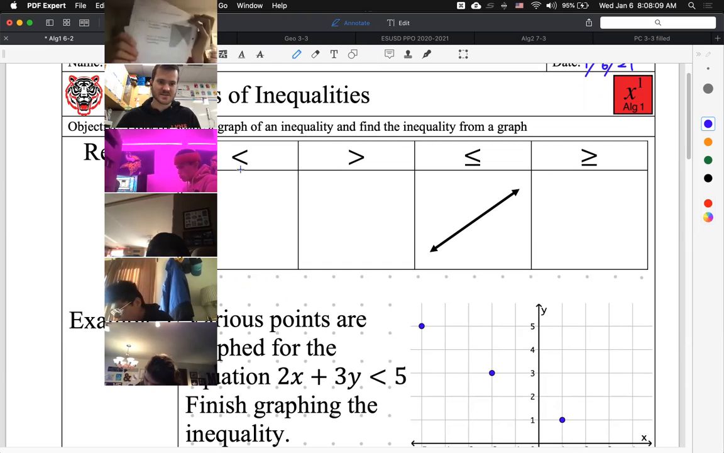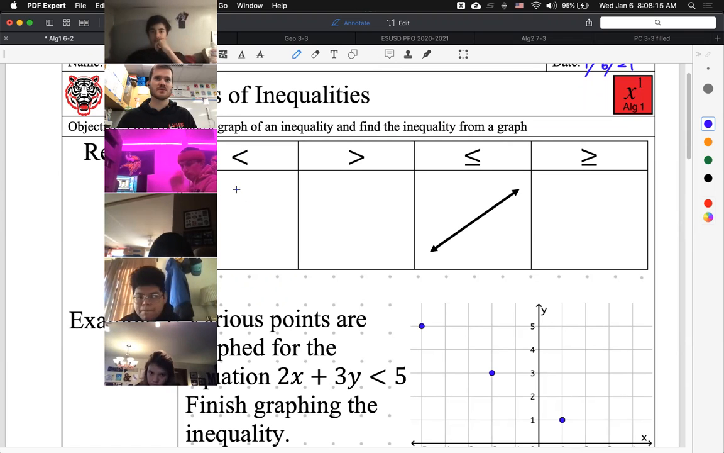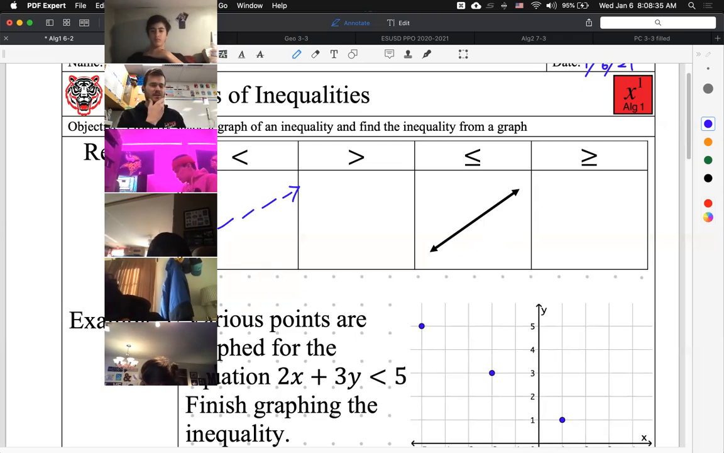So this symbol right here, what is that symbol? What do I do? What sort of line? Tell me everything about this symbol. Who has it? Giorgio, go for it. It's a dotted line. Yep, so you can say dotted, dashed, doesn't matter. So this line that's not a solid line, we'll call it dashed. And then is it shaded above or below?